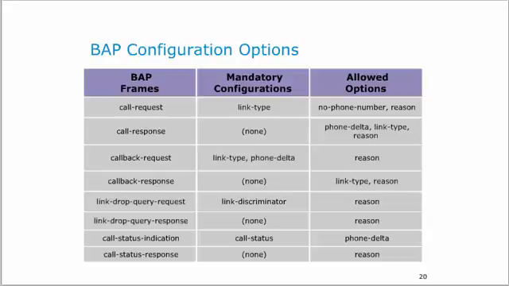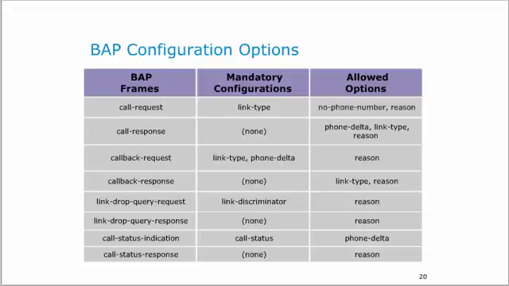Link type option. The link type option specifies the speed and the type of link. Peers are required to include the link type option in call request and callback request frames. In call or callback response frames, peers are allowed, but not required, to include the link type information. Phone delta option. The phone delta option provides either an actual phone number or some other unique identifier for the port to which a link is connected. Peers must include this number in callback request and call response frames and are allowed to use this number in a call status indication frame.